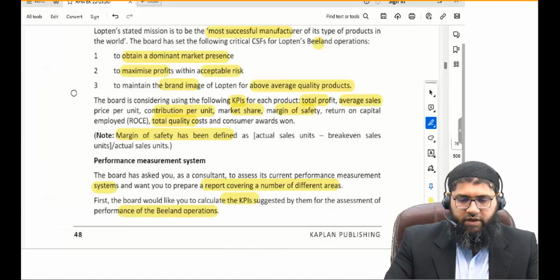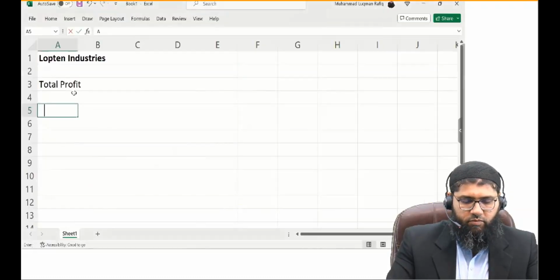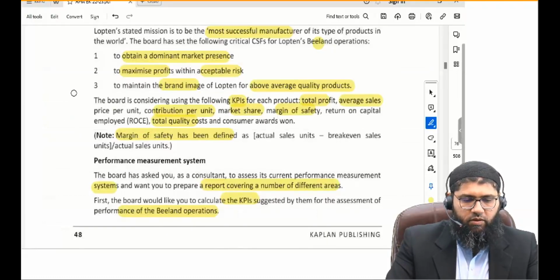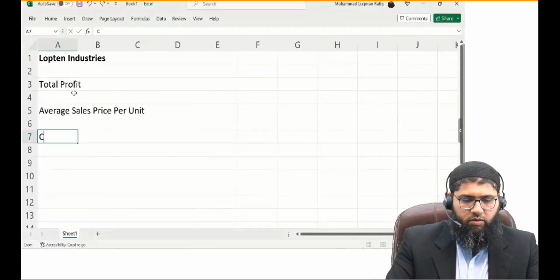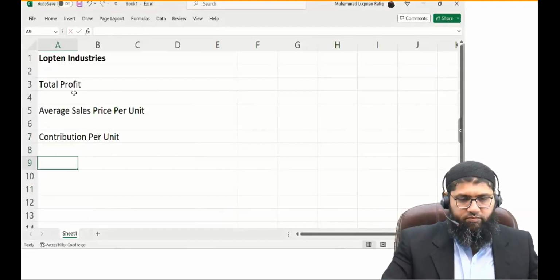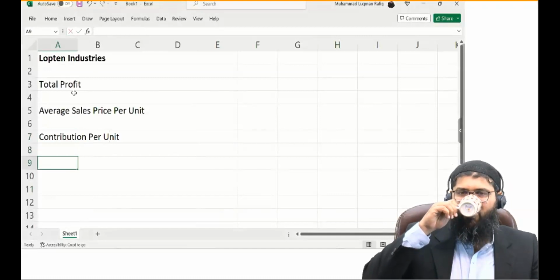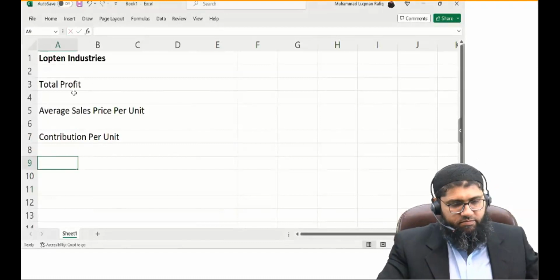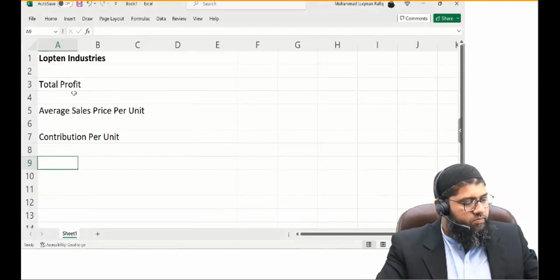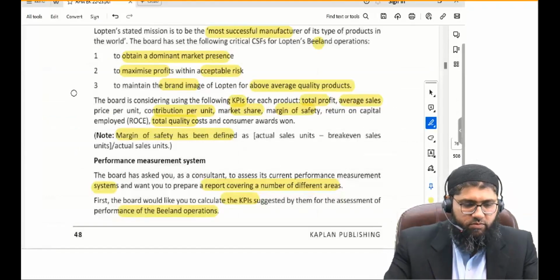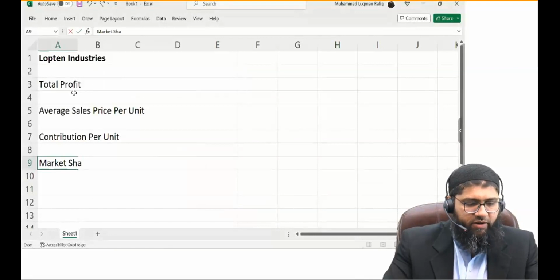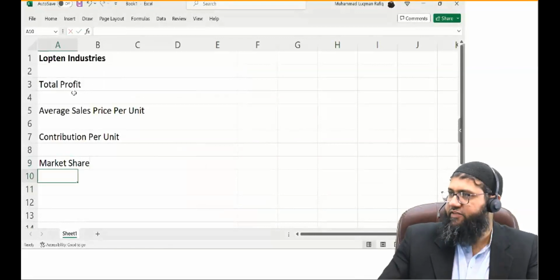Second thing is average sales price per unit. Contribution per unit. Market share. Is the screen still not clear?